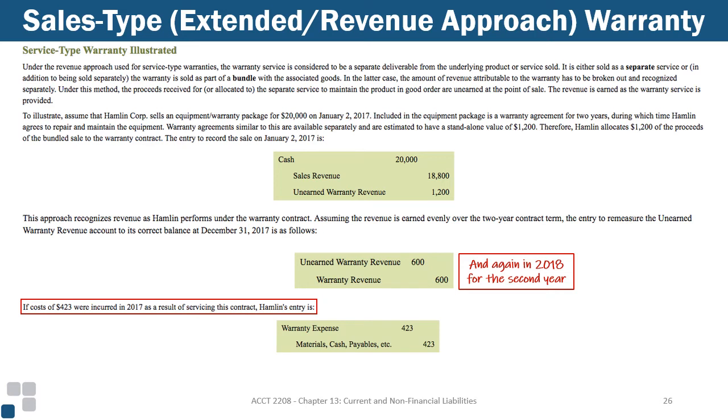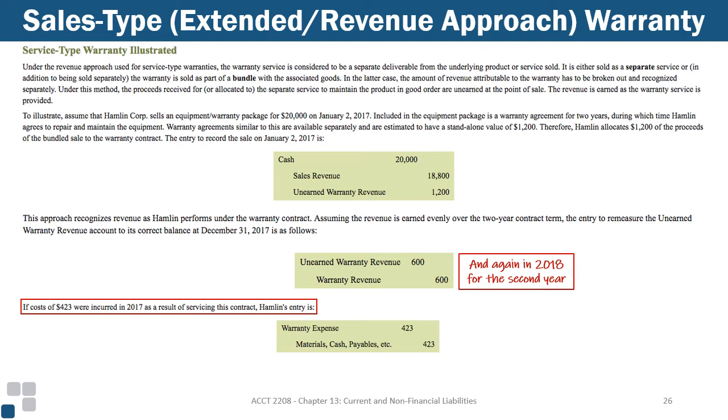And then if in 2017 costs of $423, this is just an assumed number, are incurred as a result of servicing the contract, the company then records a separate warranty expense and credits materials, cash or whatever. So what happens is you have warranty expense of $423, warranty revenue of $600, because it's built in as a bundle.